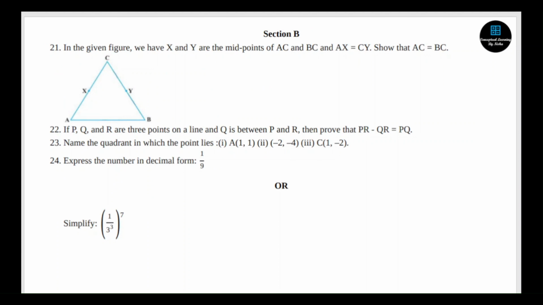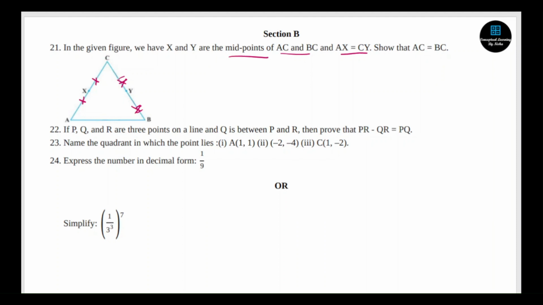Now section B. So we have X and Y midpoints of AC and BC. That means these two are same and these two are also same. AX equals CY. That means all four segments are same. These are all same, right? Because AX equals CY. This is given to you.